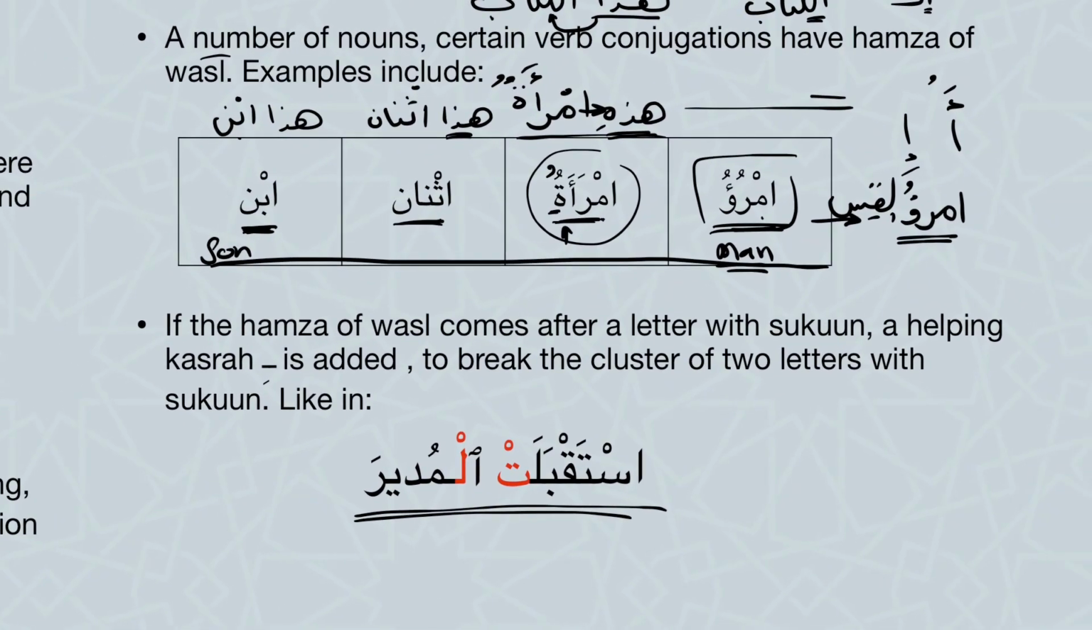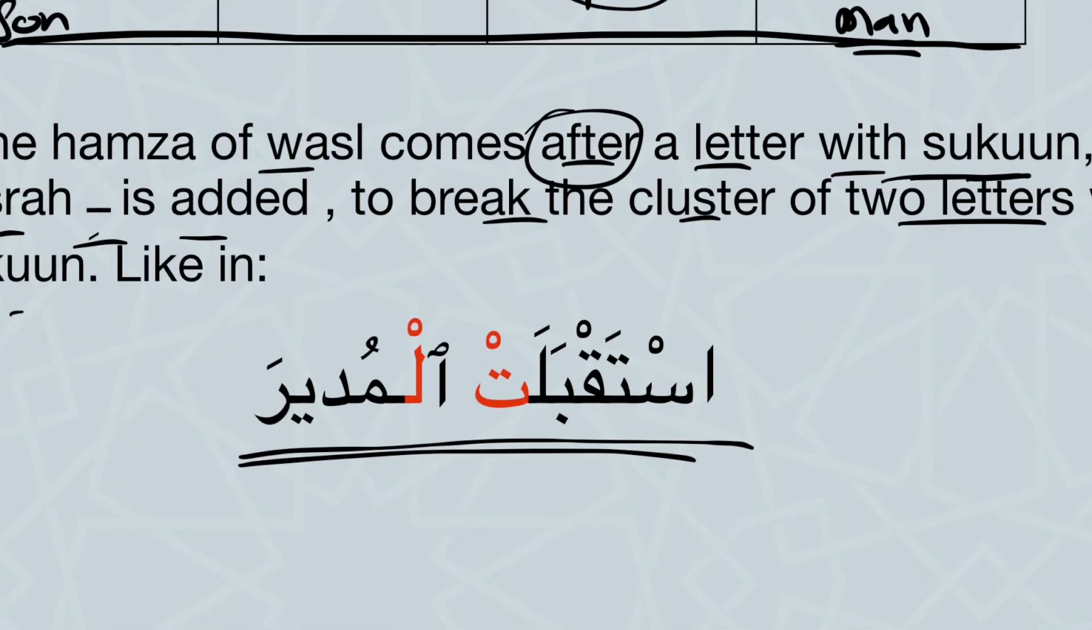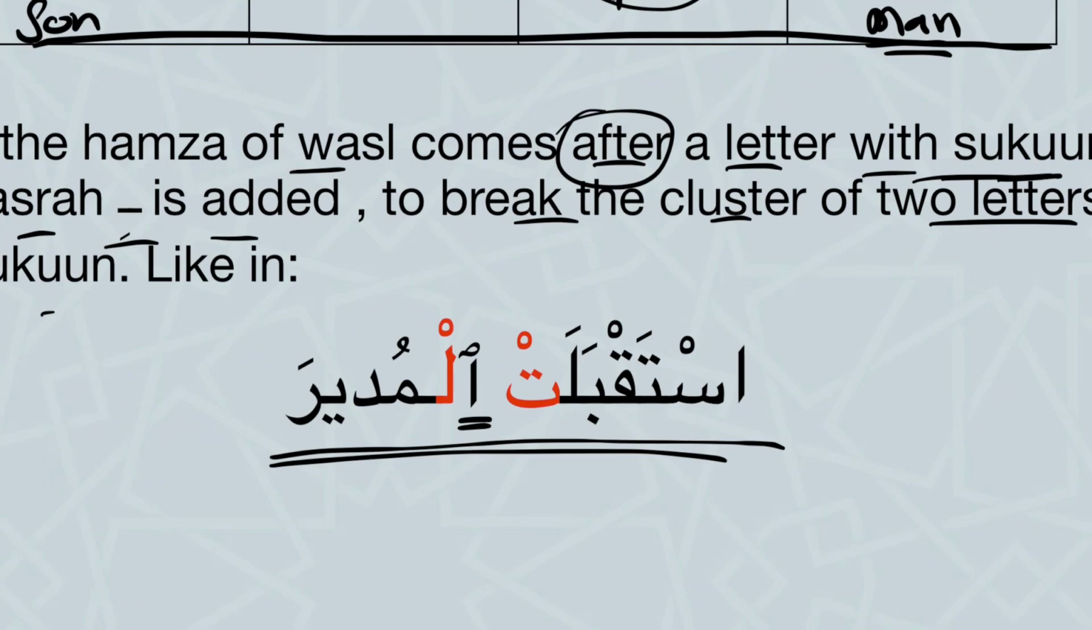If a Hamza of Wasl comes after a letter that's with sukun, a helping kasra is added to break the cluster of two letters of sukun. What does all this jargon mean? Okay, let's say I have a word. This is the Hamza Wasl, our friend, the alif that has a little sad on top, a wasla, and it is not word initial, so when speaking, I have to kind of erase it. I don't pronounce it. But the problem is that the word before it ends with a sukun. There is no vowel quality that I can use to pronounce the lam.